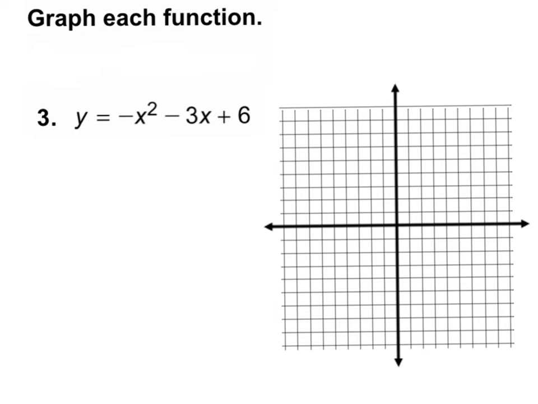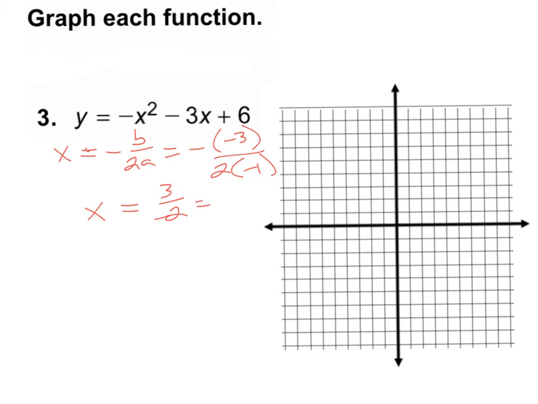Next one here, again, we're asked to graph something out of standard form. So I'm going to jump right into x equals negative b over 2a. So negative b is negative 3, so we've got to be careful there, over 2 times negative 1. So a lot of negative signs here. So we get a positive 3 over a negative 2. So that's negative 1.5. It doesn't matter if you write it as a fraction or a decimal. So negative 1.5 would be right in the middle here.